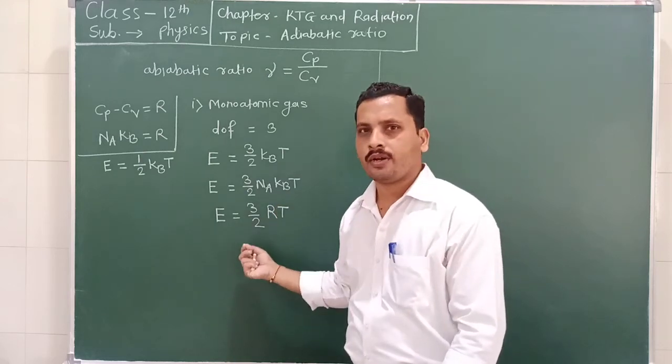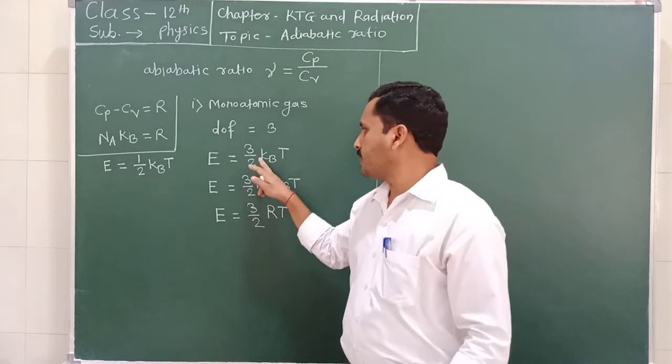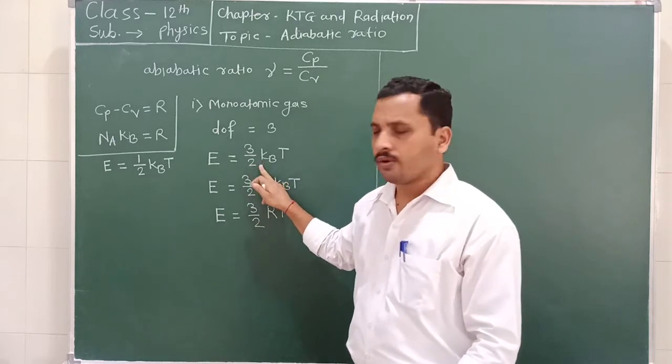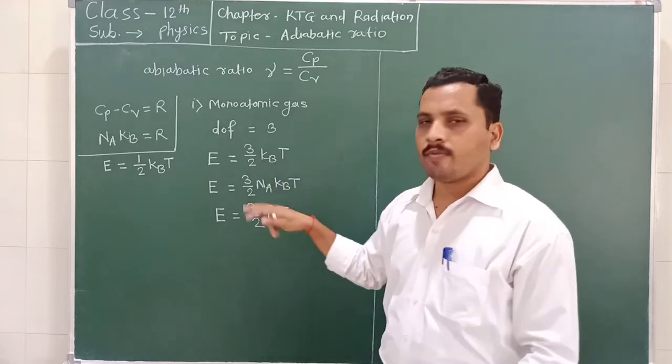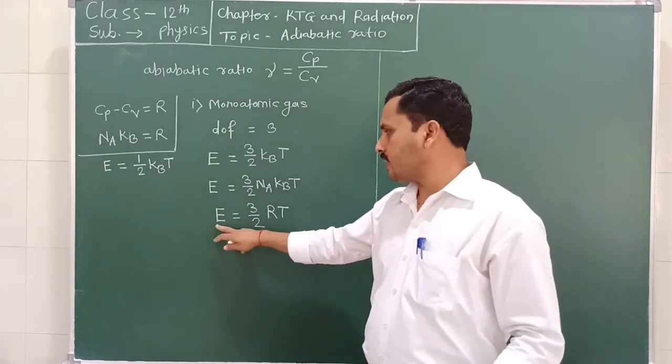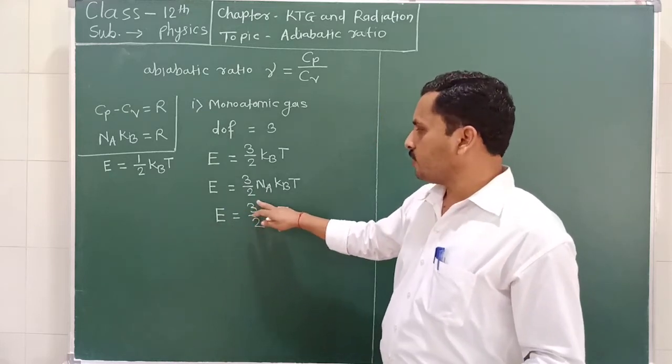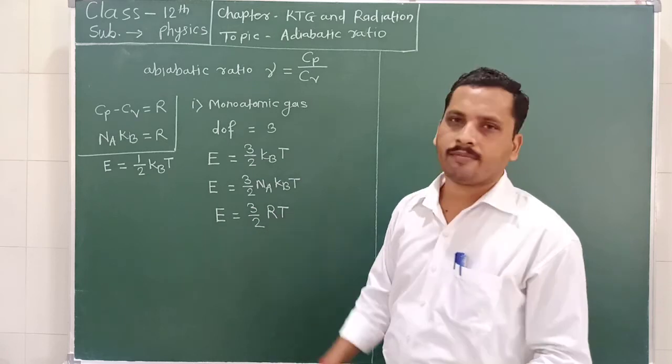This is the important term, per mole. This is the energy per molecule. If we multiply by Na, it becomes per mole. So what is the energy? Internal energy is equal to 3 by 2 R multiplied by T.